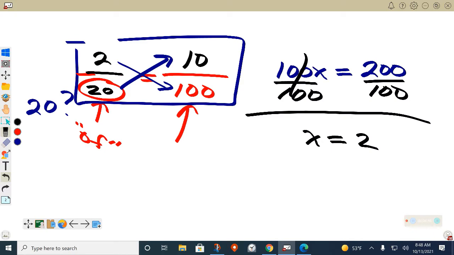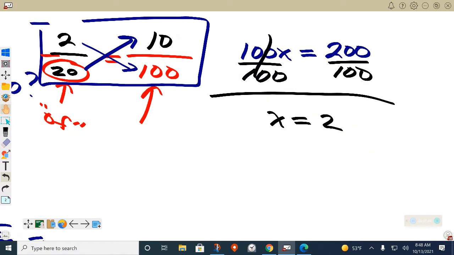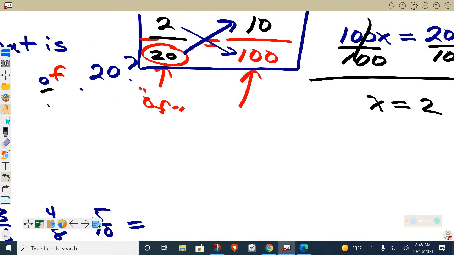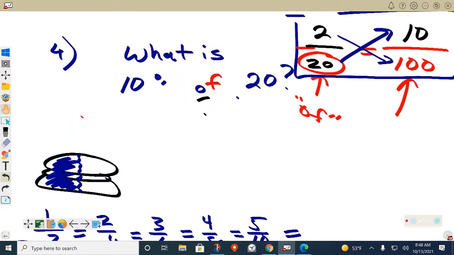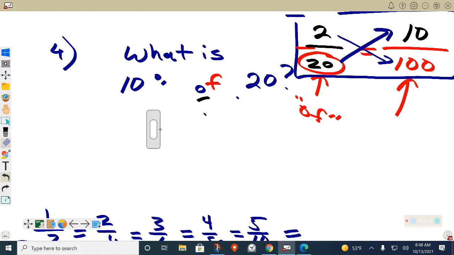Think of that burger. If I ate 2 pieces out of the 20 pieces of that burger that I drew earlier, it's the same amount in my stomach as if I ate 10 out of 100 pieces of that burger. So equivalent fractions. It all makes sense. Let's try another one. There we go. Erase my burger.